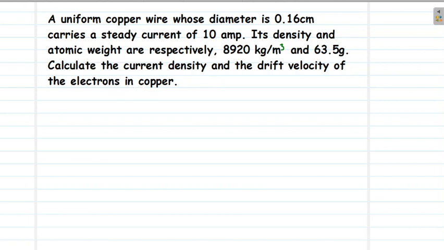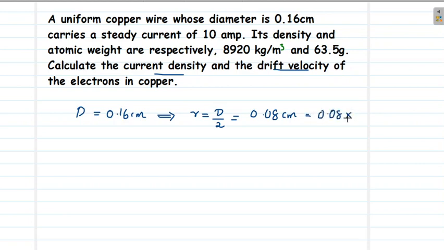So we are given with a set of values. We have to substitute the values in the known equations to find the current density and the drift velocity. So let us have a look at the variables that are given. We are given with a diameter which is 0.16 centimeter, and this implies that the radius, which is diameter by 2, that will be 0.08 centimeter, which is 0.08 into 10 raised to minus 2 meter, which will be 8 into 10 raised to minus 4 meter.